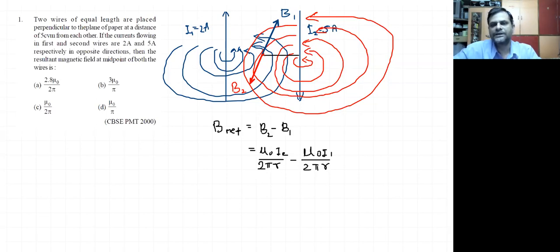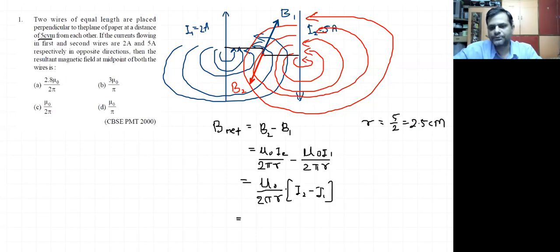Okay, so this distance we have to find out, which is the midpoint. Since it is the midpoint, it will be half of this total distance. See, the total distance is given as 5 centimeter, isn't it? So r will be 5/2 centimeter, where 5/2 centimeter comes out to be 2.5 centimeter. Can you understand this properly? Okay, so if we put these values, before that, just take this mu naught upon 2 pi r common from this whole thing, so that we are left with mu naught upon 2 pi r outside, and I2 minus I1 will be left as it is here.